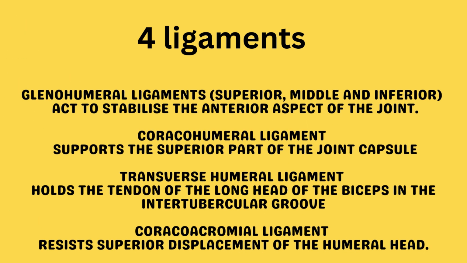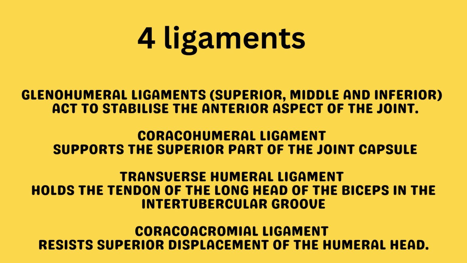The shoulder joint has four ligaments: the glenohumeral ligament, coracohumeral ligament, transverse humeral ligament, and coracoacromial ligament. The glenohumeral ligament is between the glenoid cavity and the humerus. It acts to stabilize the anterior aspect of the joint, and it has three parts: the superior, middle, and the inferior. The coracohumeral is between the coracoid process and the humerus. It basically supports the superior part of the joint capsule.